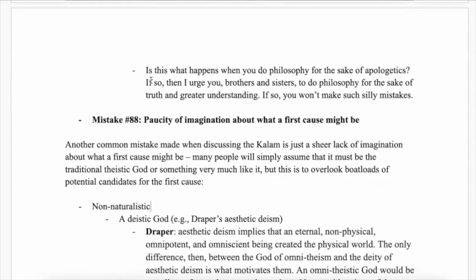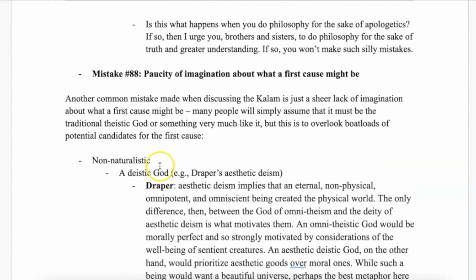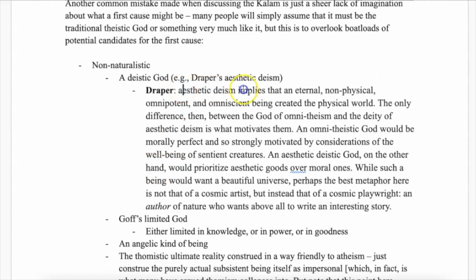We can break them down into non-naturalistic first causes and naturalistic first causes. On the non-naturalistic side, well, you have a deistic God, right? For instance, Draper's aesthetic deism. This would be a God which, instead of being attuned to and motivated by moral considerations, is instead exclusively attuned to and motivated by aesthetic considerations. So aesthetic deism implies that an eternal, non-physical, omnipotent, and omniscient being created the physical world. The only difference then between the God of omnitheism and the deity of aesthetic theism is what motivates them.